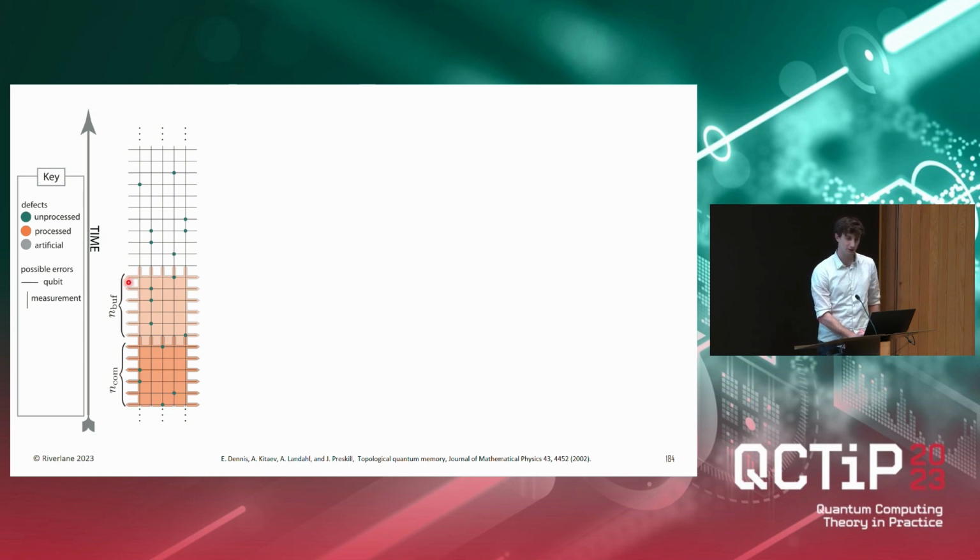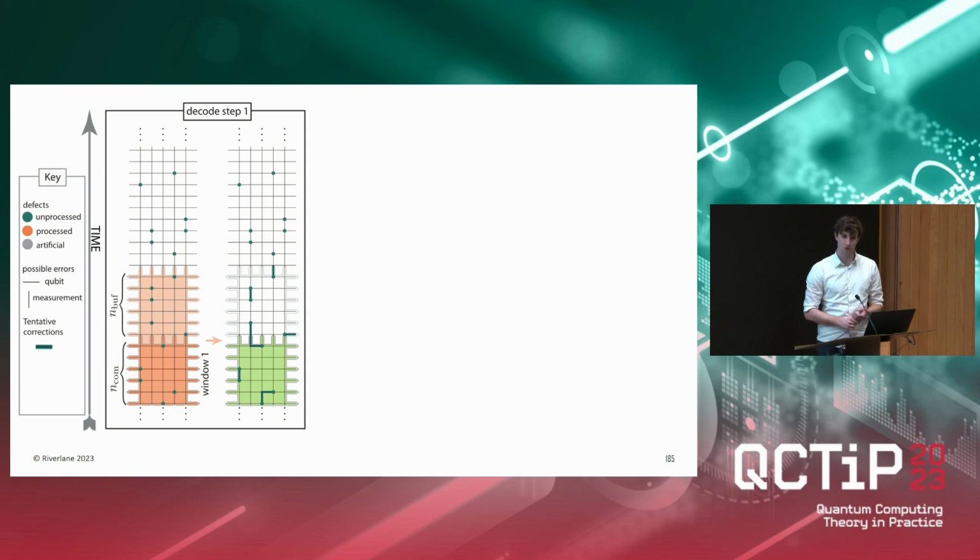So we separate the window into a buffer region and the commit region, where the buffer region gives us the context necessary to give confidence on the corrections that we have in the commit region. So we decode this, get the correction edges. Any edges that are going from the commit region to the buffer region are committed only to the edge of the commit region and give us additional artificial defects that are then resolved later on.